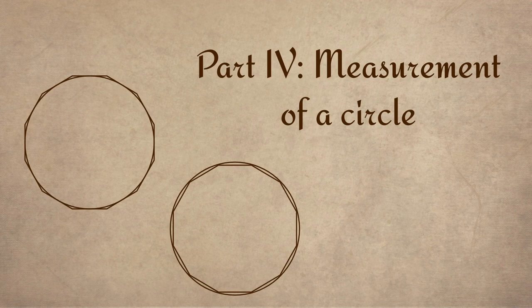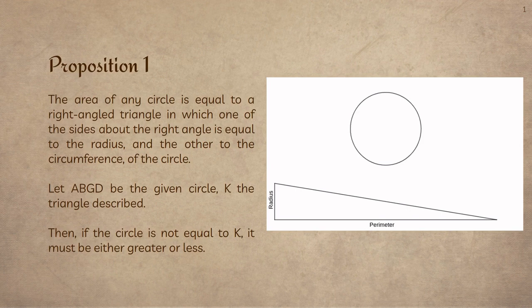In this, Archimedes is really trying to provide some information, and in fact, he ends up finding an upper and lower bound for the ratio between the radius of a circle to that of its circumference. And so let's move right on into Proposition 1.